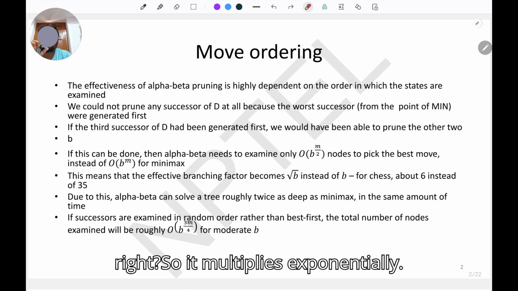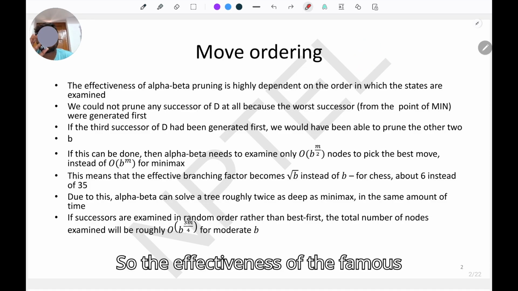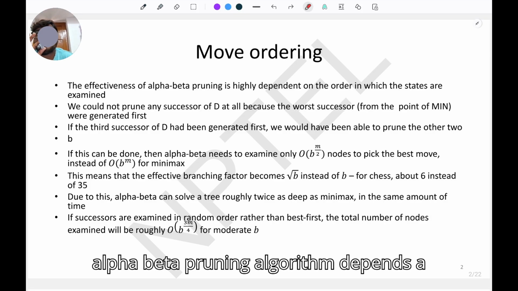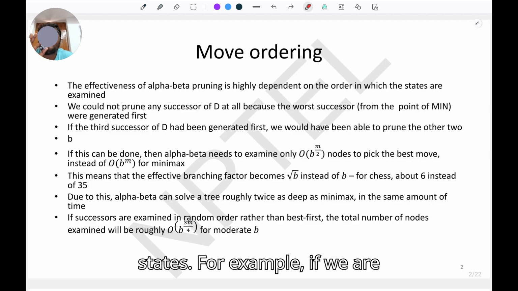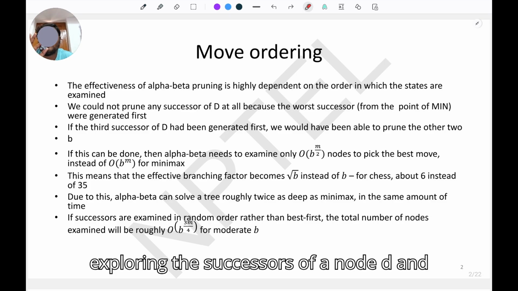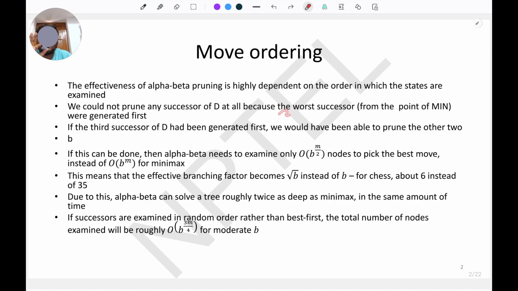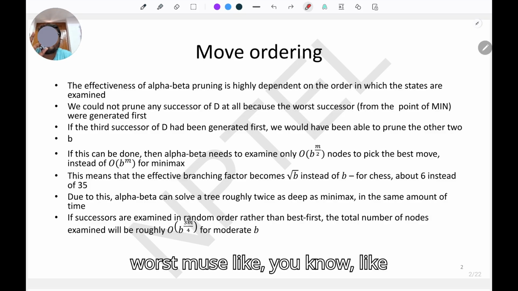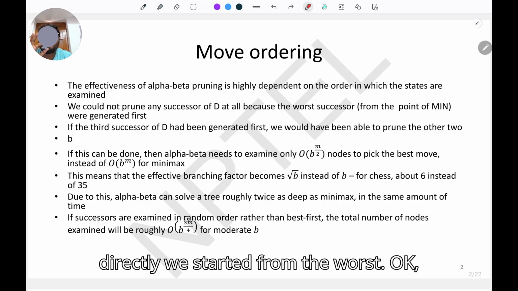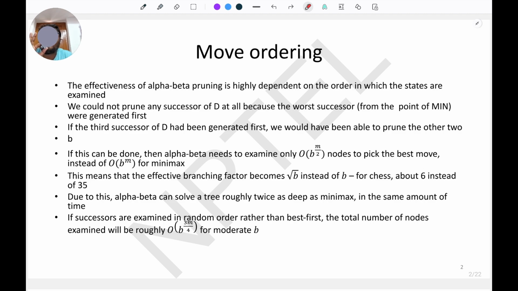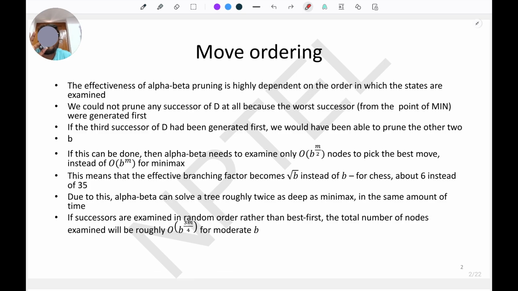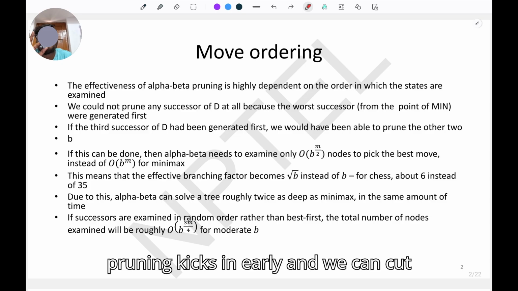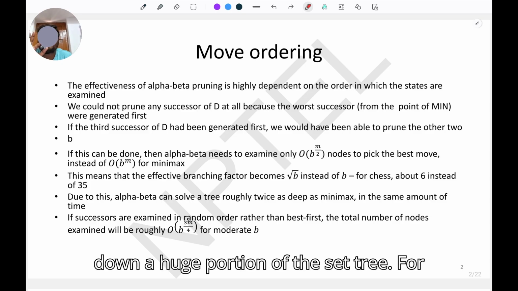So the effectiveness of the famous alpha beta pruning algorithm depends a lot on the order in which we examine states. For example, if we are exploring the successors of a node D and we start with the worst moves, directly from the worst, then pruning doesn't really help. We have to examine almost everything. But if we start with the best moves, pruning kicks in early and we can cut down a huge portion of the search tree.